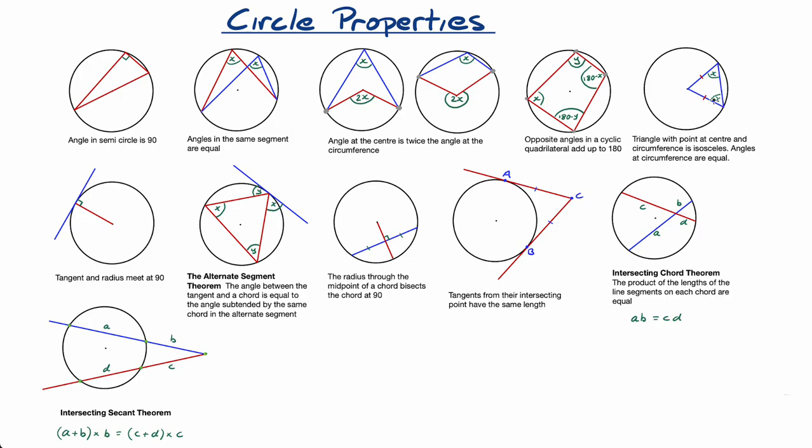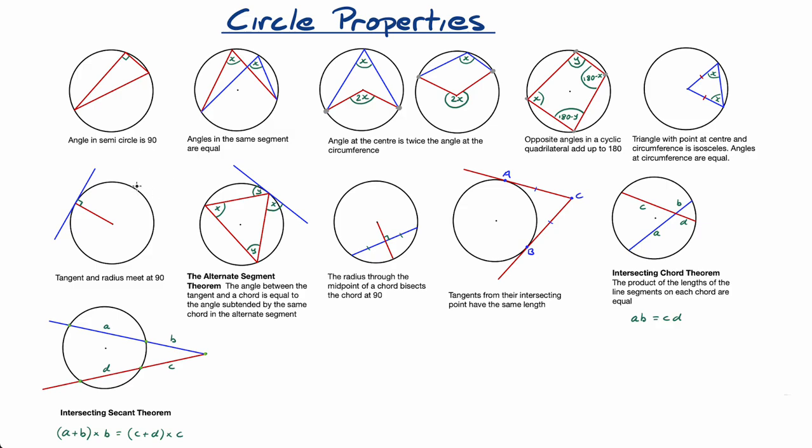Okay, this one is one that often people forget, guys, which is that a triangle with points at the center and circumference is isosceles. Angles at the circumference are equal. That's kind of obvious when you think about it, because they're both radiuses. So this is obviously an isosceles triangle, so these two angles are equal. Okay, next one. The radius and the tangent meet at 90 degrees. That kind of makes sense if you think of what a tangent is, but there you go.